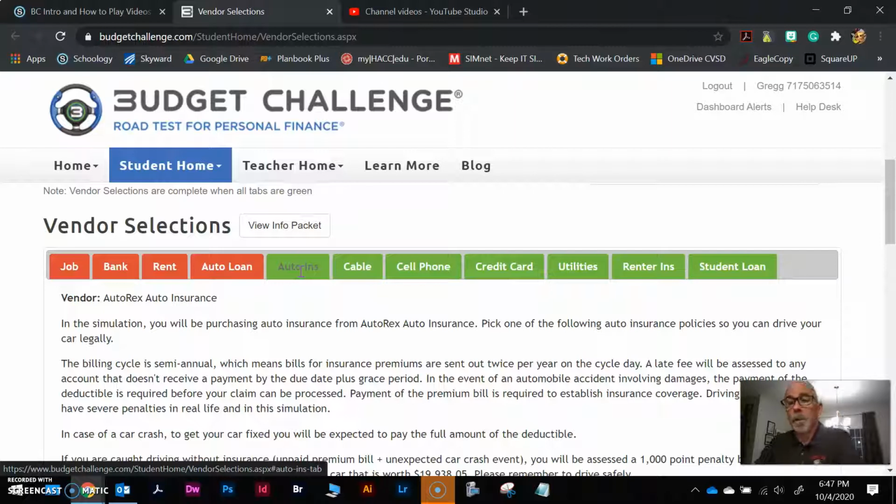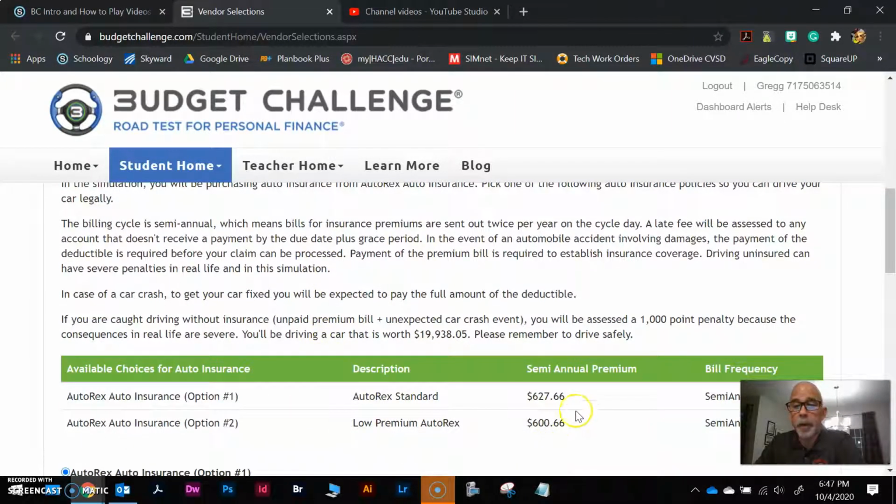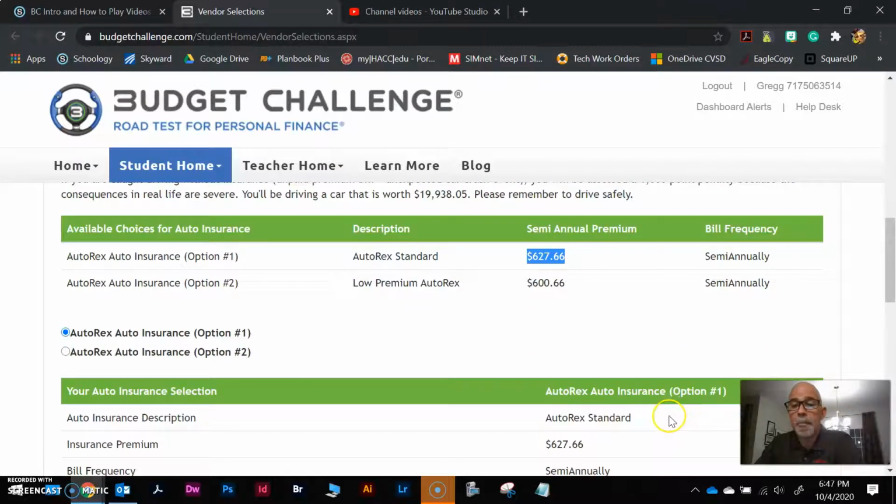So right now, again, we are going to have to go back and select auto insurance. Everyone who drives has to have insurance. It's a law. So again, you're going to have a couple different scenarios with this. When we talked about premium, this is going to be your bill. So you've got one that has a higher bill than the other. The bill frequency is semi-annual. In the game, we're only going to pay this once.